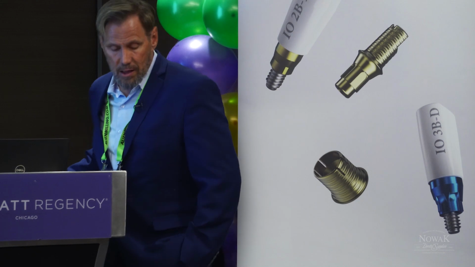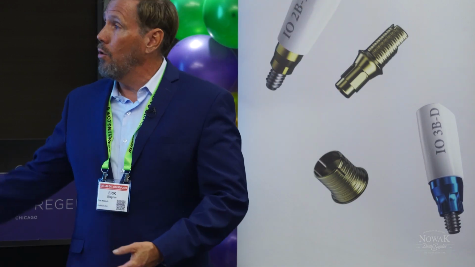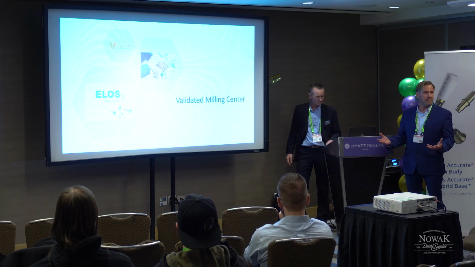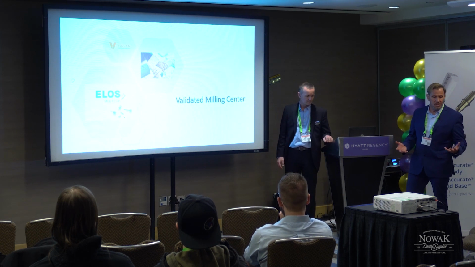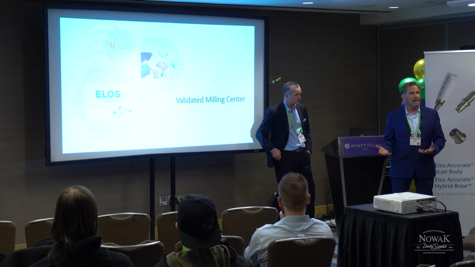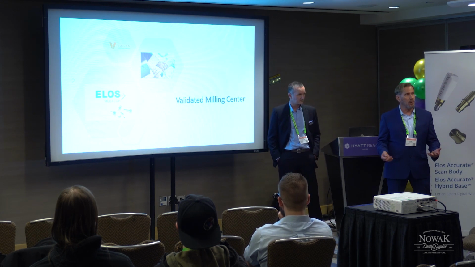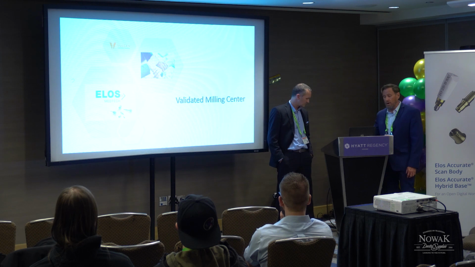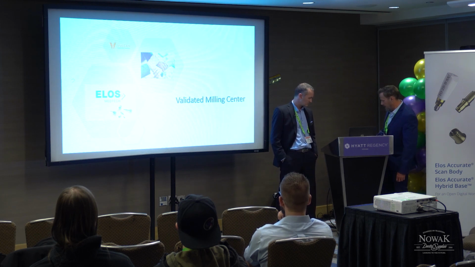So we have a validated milling center in America with Vulcan. Vulcan has gone through the process, and so we have the best of both worlds. We can offer you a P&P workflow so you can mill yourself, or you can go through Vulcan if you want to outsource it. What you have to figure out is where you want to be in this scenario. Is it worth it for you financially to buy the equipment to be a P&P or a validated workflow person with Elos, or do you want to outsource them? How do you want to handle this? It's your business.